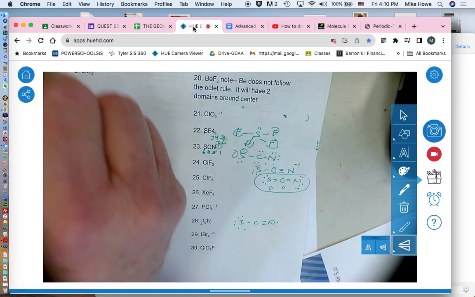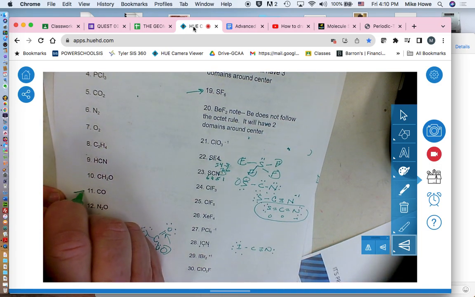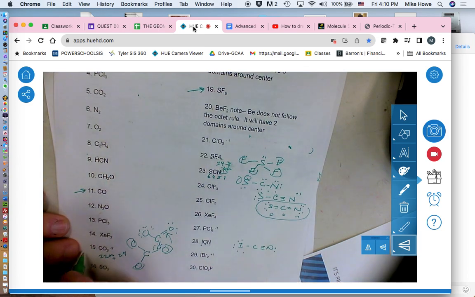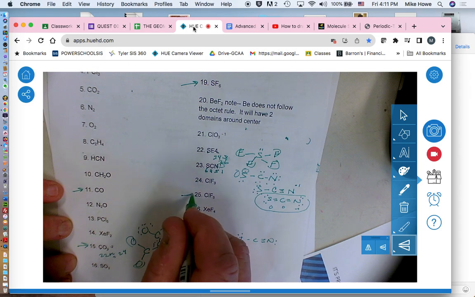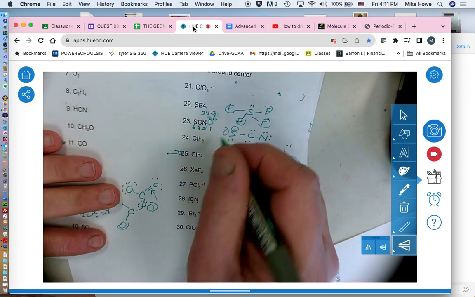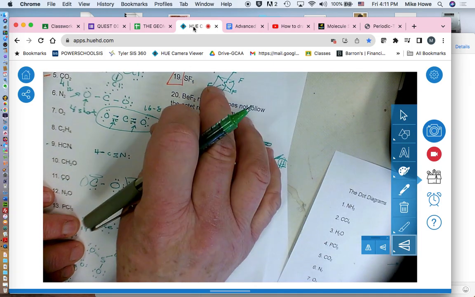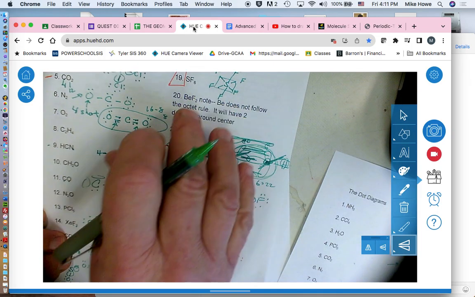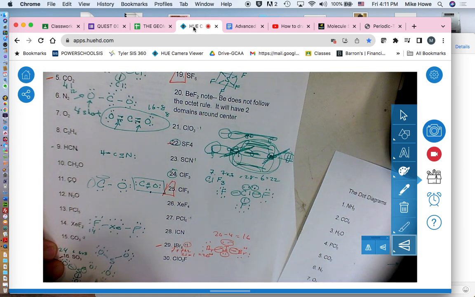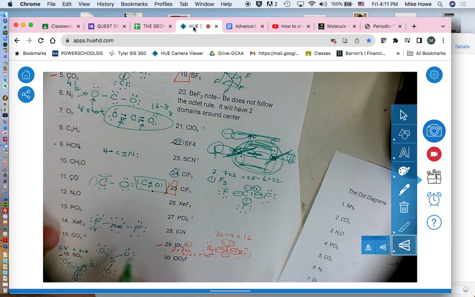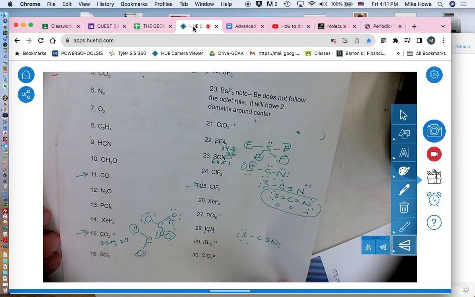So 19, 11, 15, and 25. So we've drawn all of these except for 25. So let's draw 25 and see if it's a square pyramid. None of the others were. See, SF6 looks like that. That's octahedral. And 11 was just a straight line right here. And 15 was trigonal planar. So 15 is trigonal planar. So let's go with 25, see what it looks like.